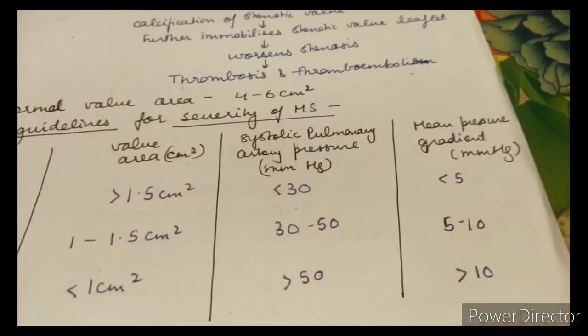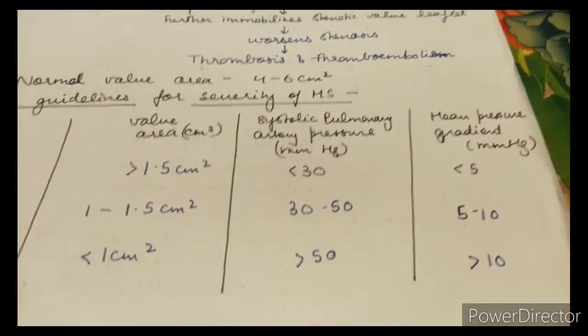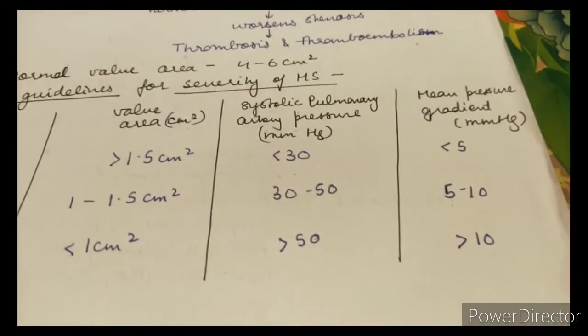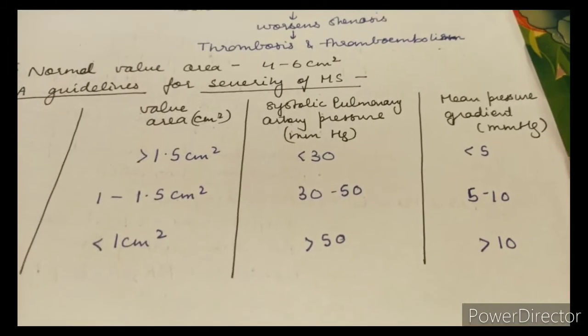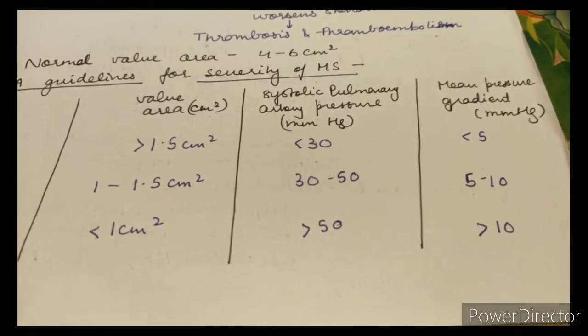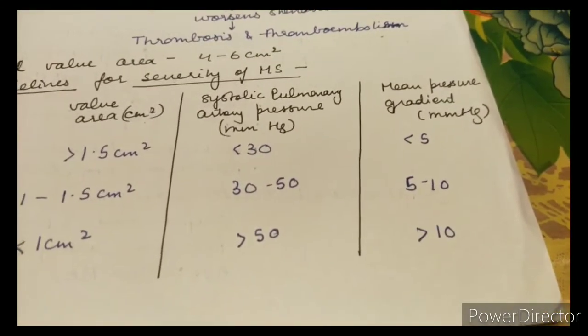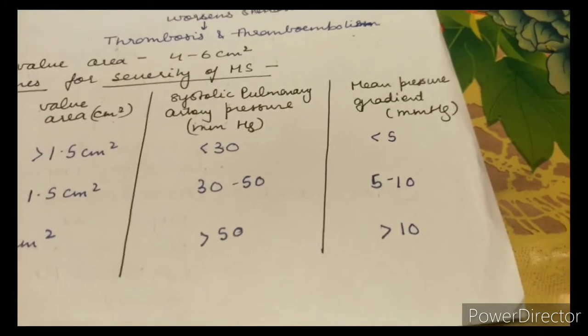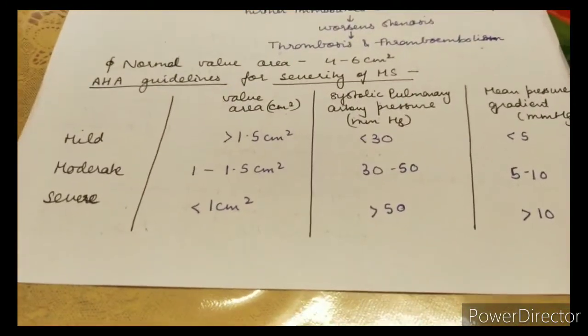Similarly, on the basis of systolic pulmonary artery pressure, you can also categorize it into mild, moderate and severe. Mild is less than 30 mm Hg pressure. 30 to 50 mm Hg pressure is moderate, and more than 50 mm Hg pressure is severe. Similarly, for mean pressure gradient in mm Hg, it is less than 5, then 5 to 10, and more than 10. So this way you can classify the severity of this disease.